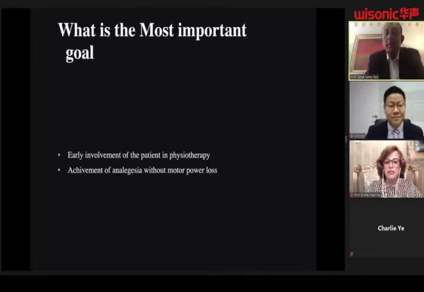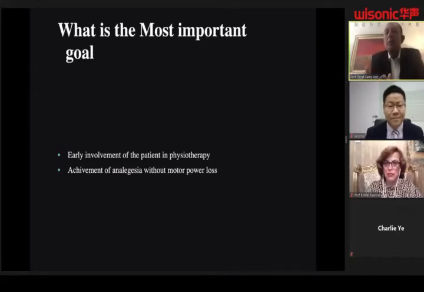Full screen. The patient needs to be involved as early as possible in the physiotherapy. As an anesthetist, you need to give him analgesia without motor power loss. So these are the 2 things that we have to concentrate on today: how to give analgesia without motor power loss.